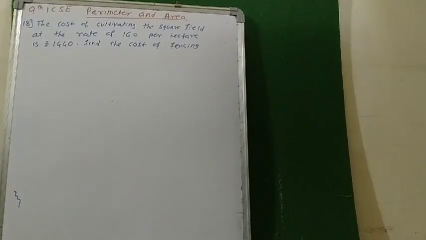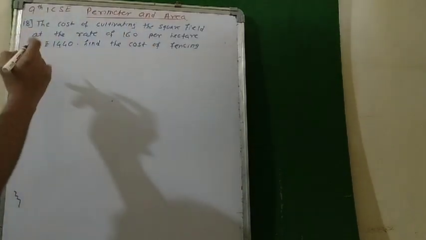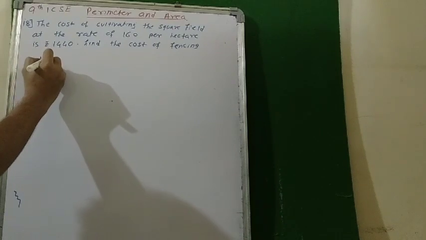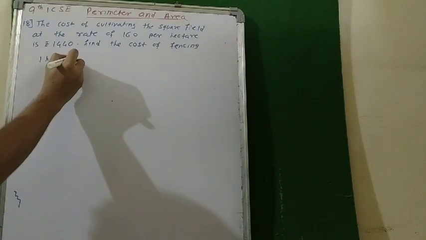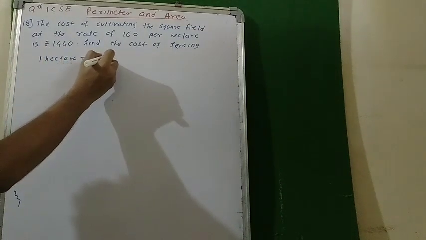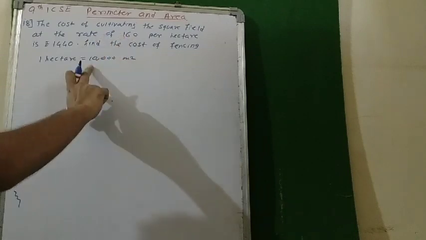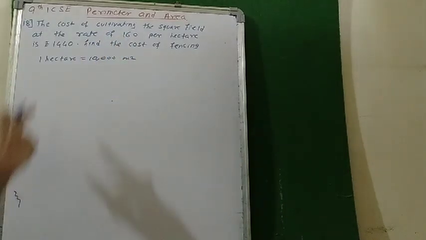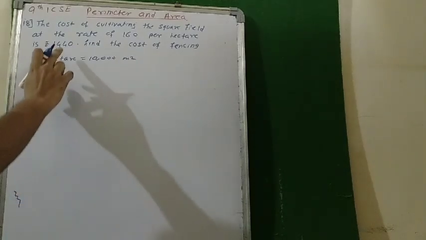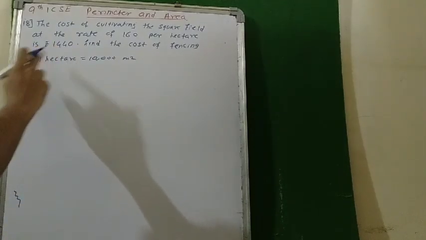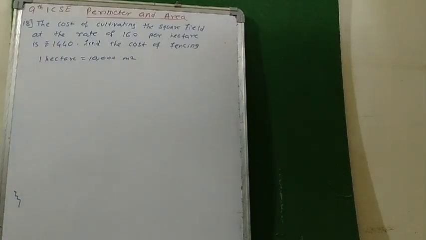Okay, in the 18th sum, the cost of cultivating the square field is at the rate of 160 per hectare. See, 1 hectare is equal to 10,000 meters square. It is area. So, 160 rupees for 10,000 meters square, and the total cost is 1440. But do we know the area? No. First we will find the area.